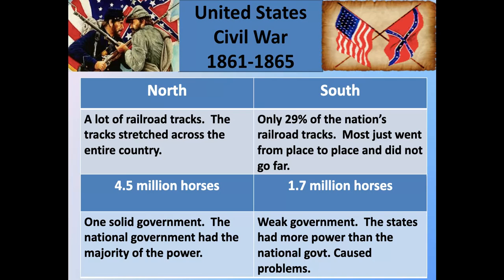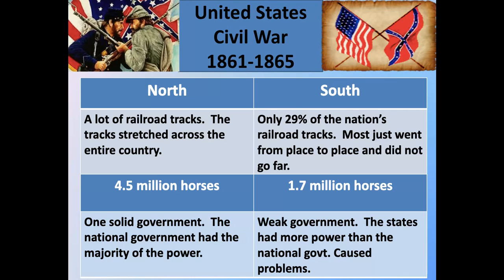The North had one solid government, and the national government had the majority of the power. The South had a weaker government where the states had more power, and this caused a lot of problems. So let me explain this. We've talked before about our school being a country, where the principal would be the president, and the states would be like the teachers, the governors. If Mr. Beals has a rule and we have a rule that's different, he wins because he's the president.